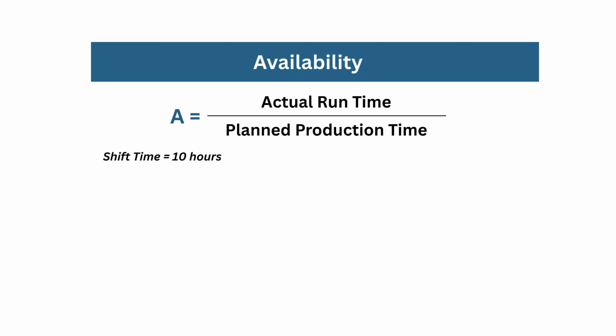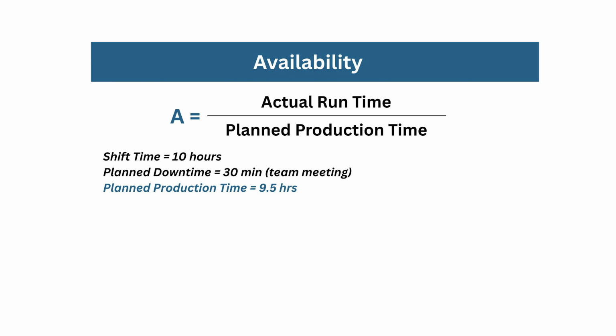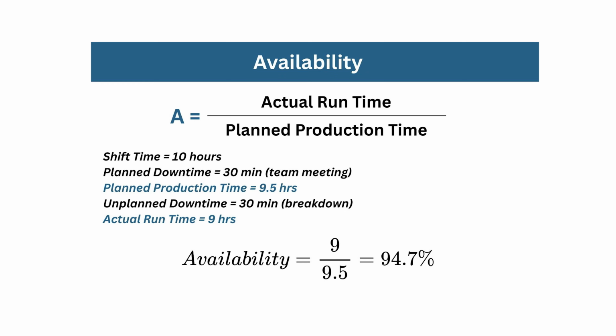The key here is to know the difference between the planned and unplanned downtime. Say you have a plan to run for 10 hours, but you have a 30-minute team meeting. You subtract that 30 minutes, leaving you with 9.5 hours of planned runtime. But if your machine unexpectedly goes offline for 30 minutes, this is considered downtime. Then you're down to 9 hours of actual runtime. So 9 hours divided by the planned 9.5 makes your availability score 94.7%.